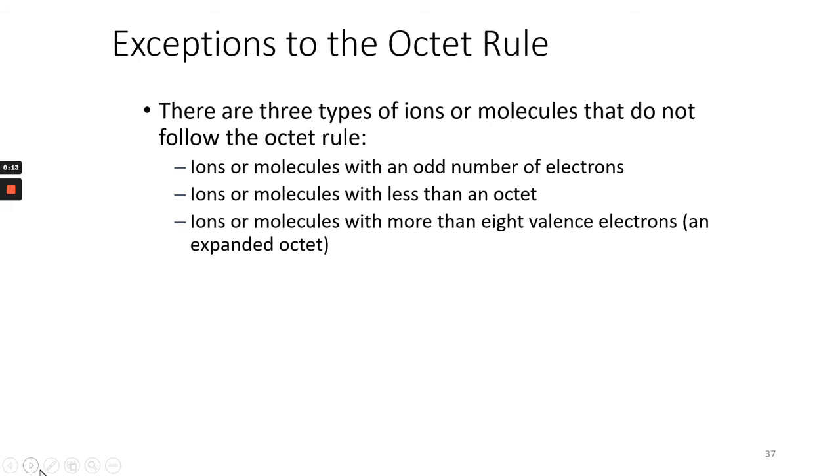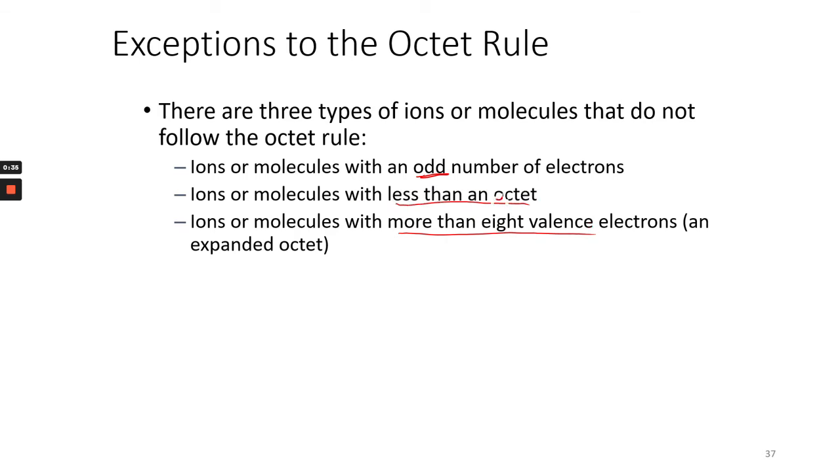So, exceptions to the octet rule. There are three types of ions or molecules that do not follow the octet rule. An ion or a molecule that has an odd number of electrons. An ion or a molecule with less than an octet. An ion or a molecule with more than 8 valence electrons.